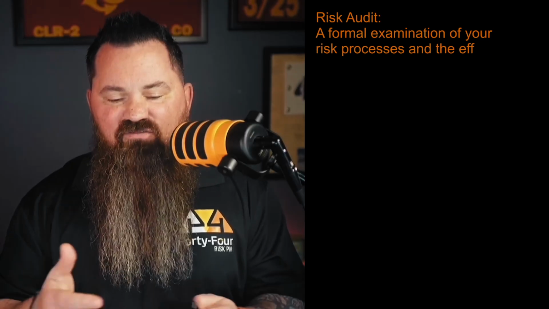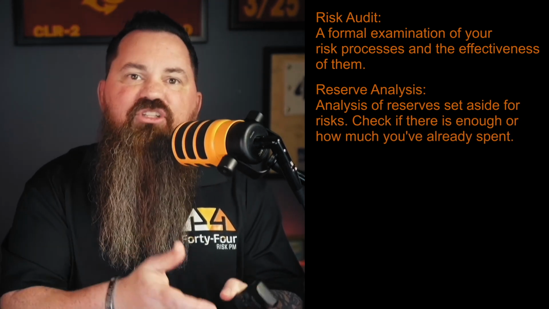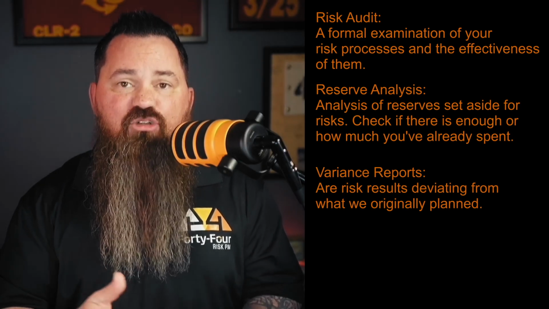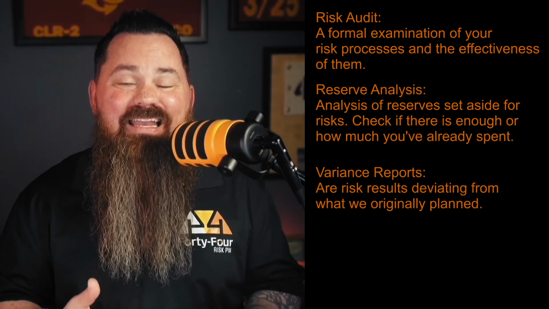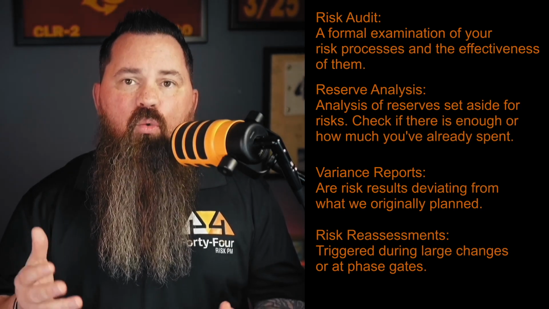And this is the continuous oversight layer. It runs from planning all the way through project closure. And the monitor risk toolkit that we use are things like risk audits, reserve analysis, variance reports, and risk reassessments. A risk audit is a formal examination of your risk processes and the effectiveness of them. And reserve analysis is, are our contingency reserves still appropriate for where we're at right now? Variance reports are the actual results deviating from what was planned in the original setup of the project? And risk reassessments are triggered whenever conditions change.